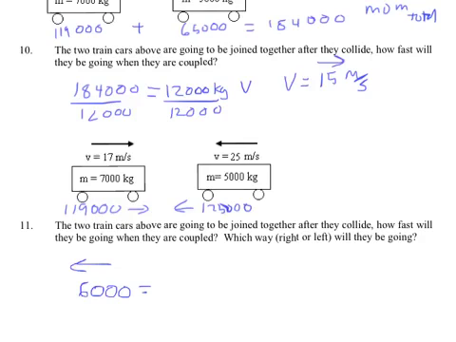And again, the cars are joined together, so the combined mass, once again, is 12,000 kilograms times the velocity. So when I divide both sides by 12,000, I think I can just about do this one in my head. What I'm going to come up with is half. So the velocity in this case equals 0.5 meters per second this way.